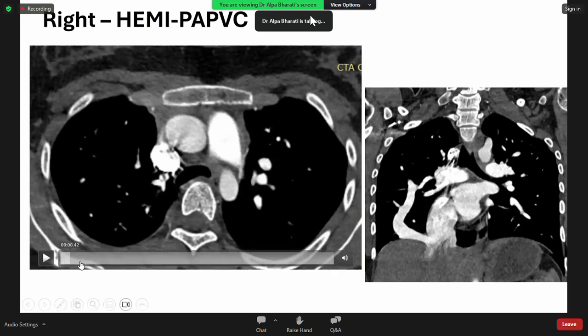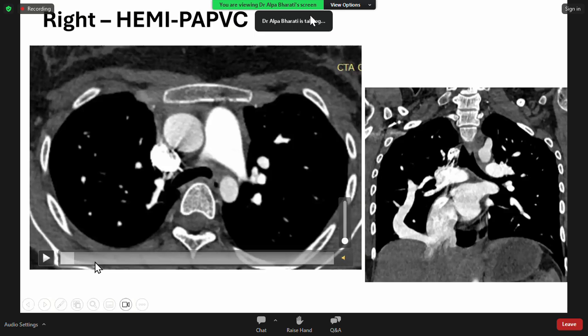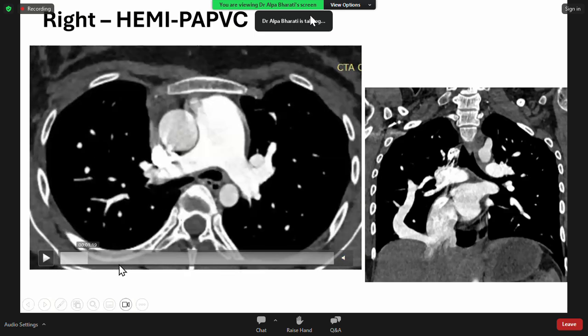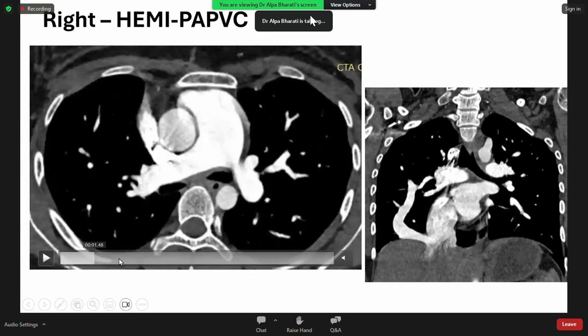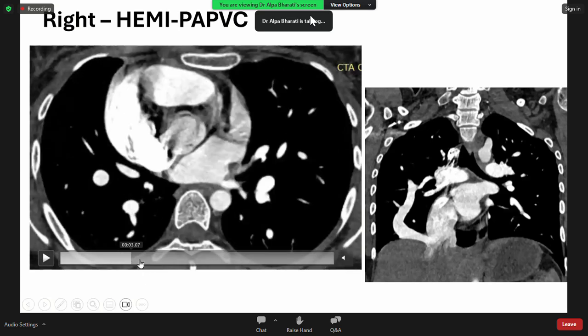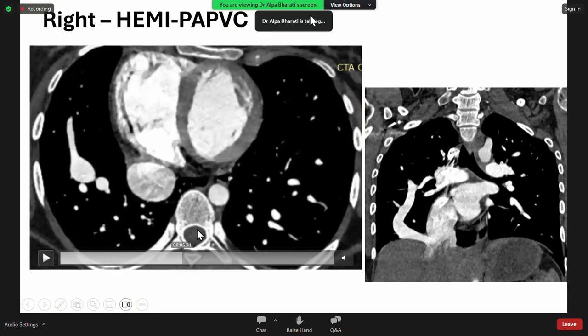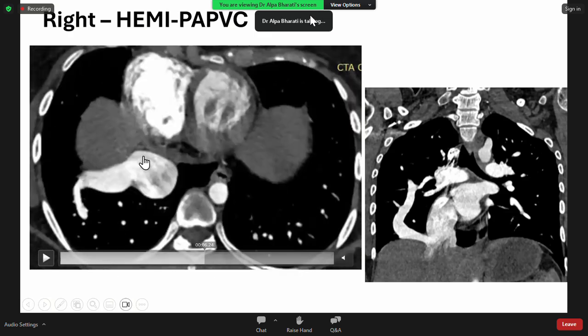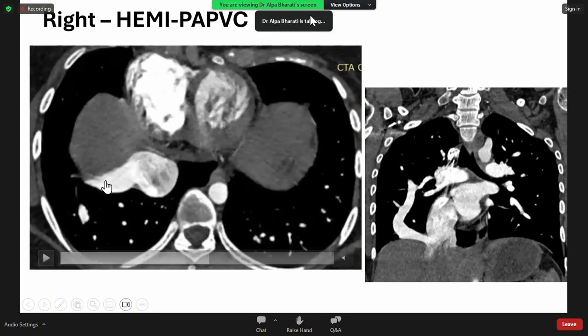So we'll trace the pulmonary veins. Okay, so here we are going from superior to inferior. We are going to trace the pulmonary veins, to see where they are going. So you can see this venous channel, which is going inferiorly, more inferiorly, and into the IVC, which itself is quite dilated. Not seeing any stenotic area within this.